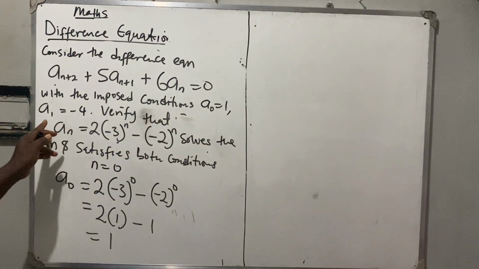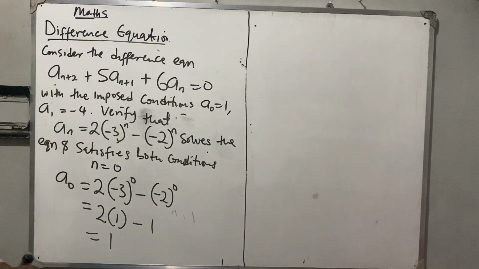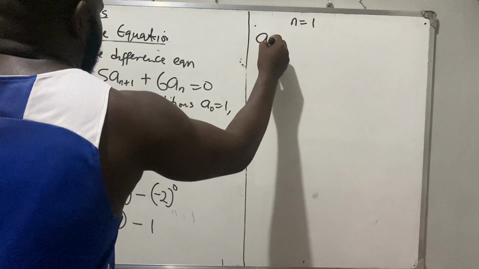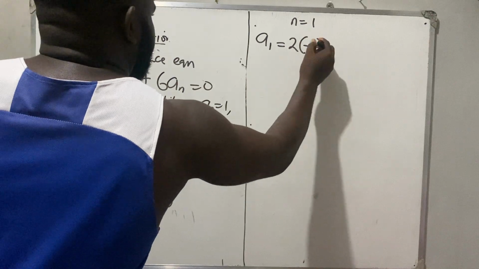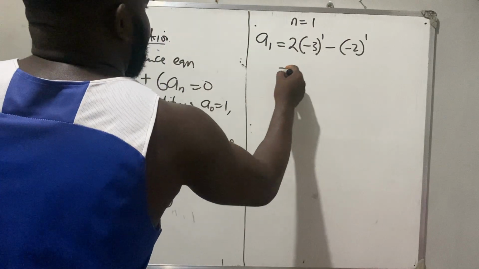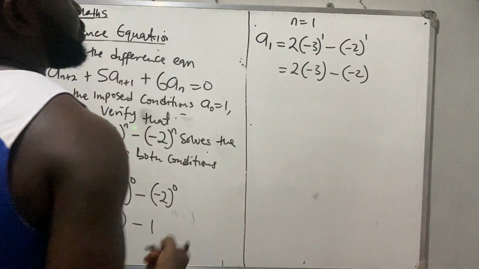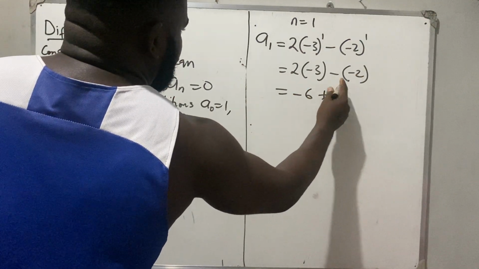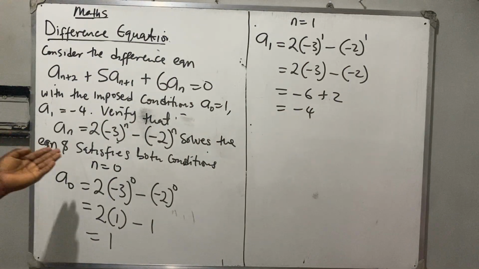The second condition is that a1 is minus 4. So let us put n to be 1 here and see if we are going to get minus 4. If my n is 1, I have that a1 is equal to 2 into minus 3 raised to power 1 minus into minus 2 raised to power 1. So I'm having 2 into minus 3, then minus into minus 2, because anything raised to power 1 is still the same thing. So this is minus 6. This time this will give you plus 2, which will give you minus 4. You see? So both conditions are satisfied. We have done this one.